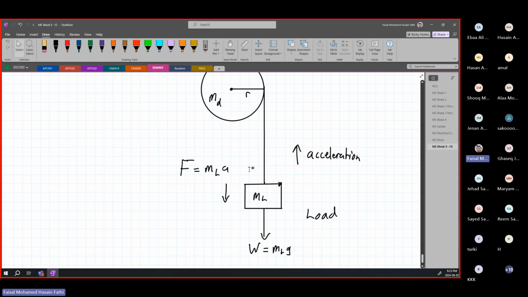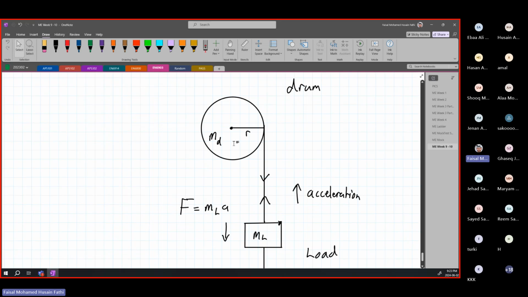Each action has an equal and opposite reaction. Another way you can draw this is if you have this going down, this going up, this meaning the tension in the rope going down, this is the tension of the rope going up. So they're equal and opposite reactions. This is when we're talking about the load.